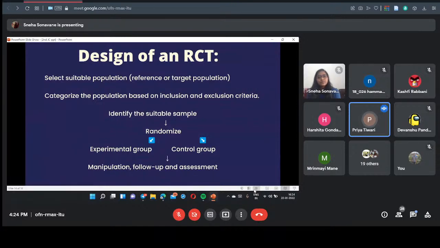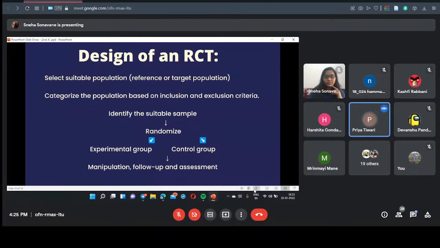Now let us see the flow or design of the RCT when it is carried out. First of all, before starting an RCT, you have to have a clear plan of how you are going to conduct your entire clinical trial, and you have to get ethical approval for it. Next, you have to select the sample or subjects from a suitable population. For this, you will categorize the population based on your inclusion or exclusion criteria, and then group them into the suitable sample.